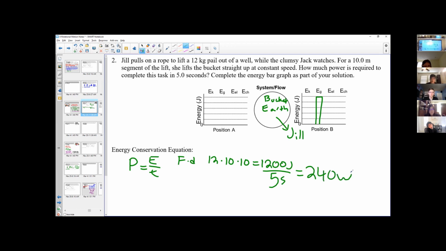Wait, is power the unit of joules or watts? Watts. Oh, okay, because it's joules over second. Yeah.